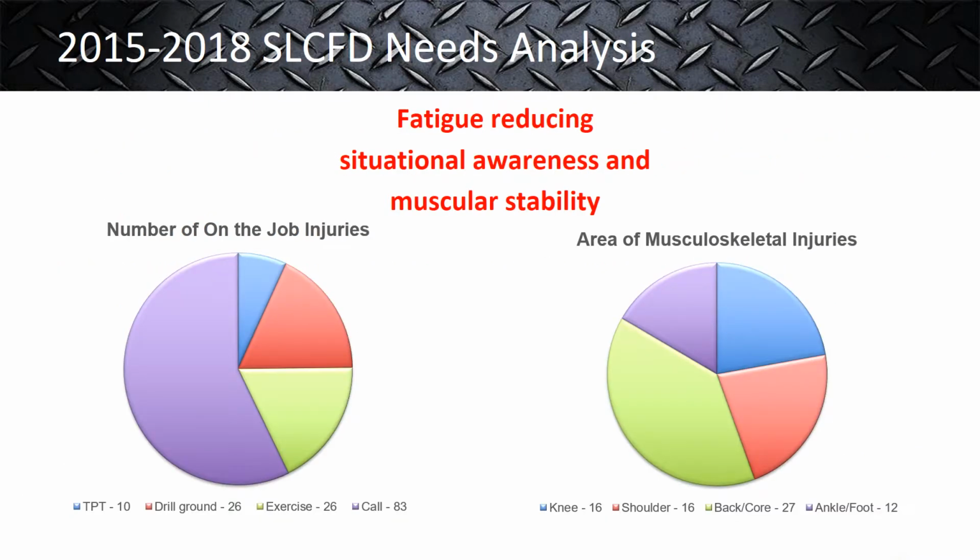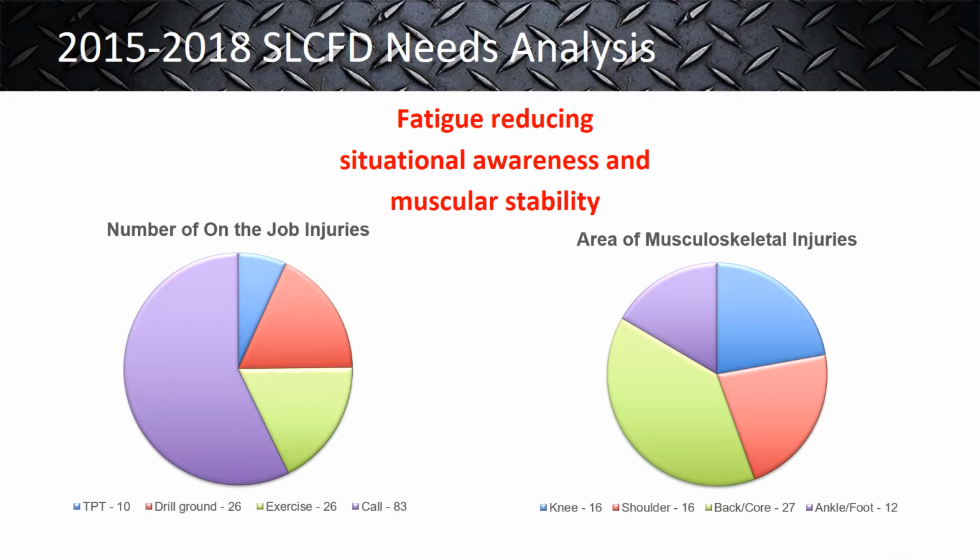Here's some pie charts that show the number of on-the-job injuries and the area of the musculoskeletal injuries. And this is in the last 3 years. So you can see the majority of the on-the-job injuries are on calls, where exercise and drill ground take up most of the remainder, and TPT has a small amount, but still a significant amount.